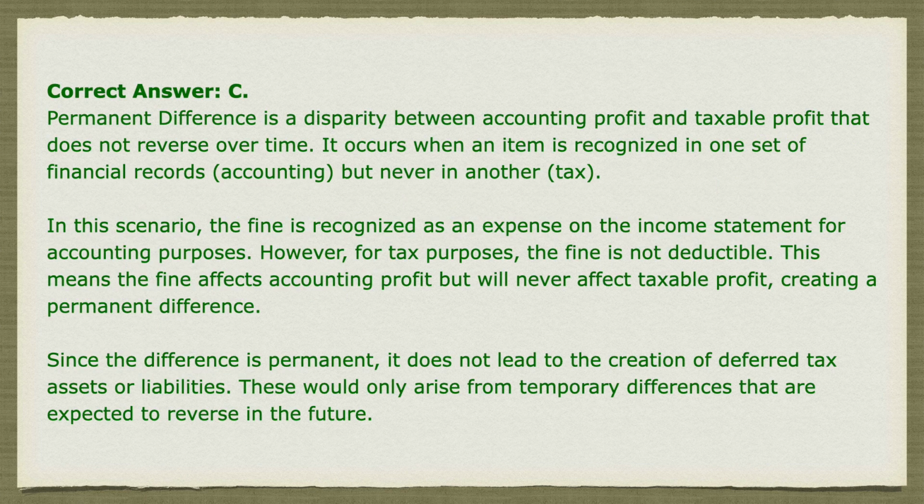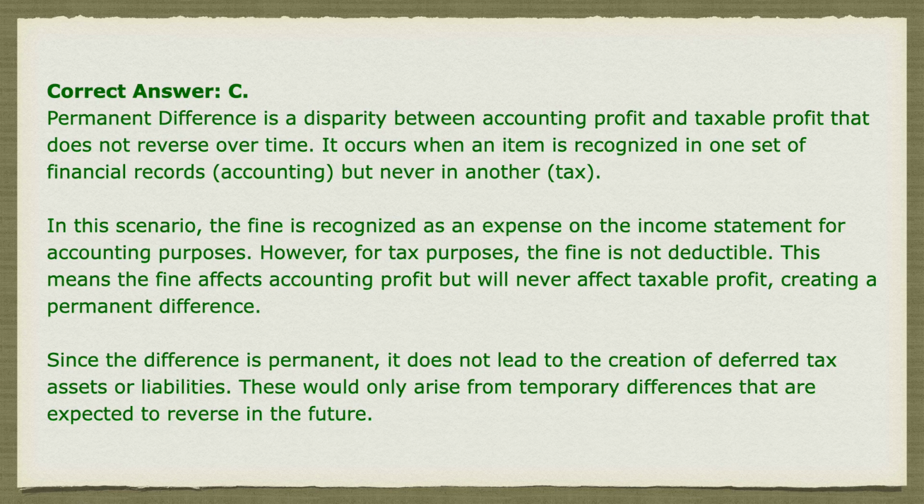Correct answer, C. Permanent difference is a disparity between accounting profit and taxable profit that does not reverse over time. It occurs when an item is recognized in one set of financial records, accounting, but never in another, tax. In this scenario, the fine is recognized as an expense on the income statement for accounting purposes. However, for tax purposes, the fine is not deductible. This means the fine affects accounting profit but will never affect taxable profit, creating a permanent difference.